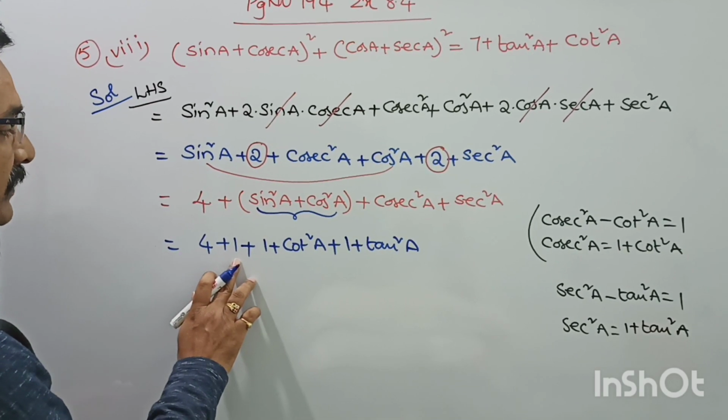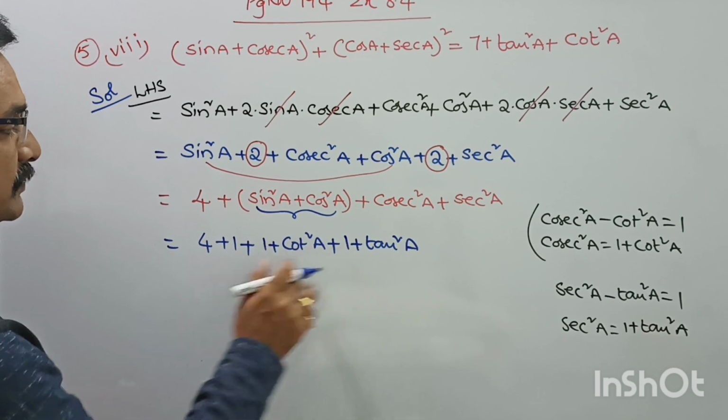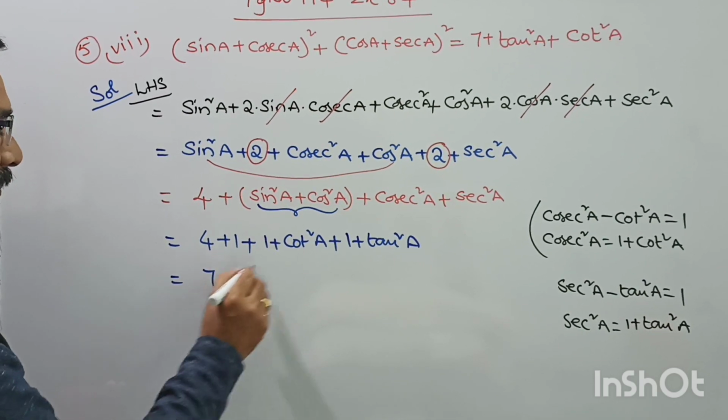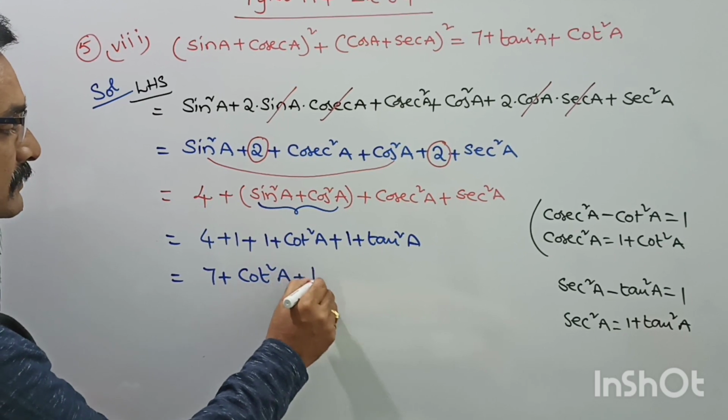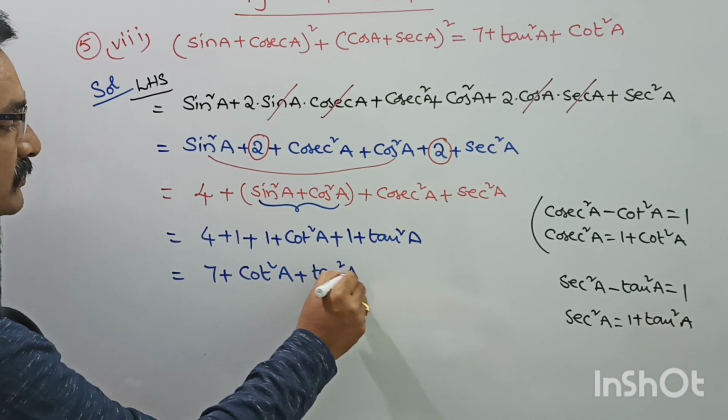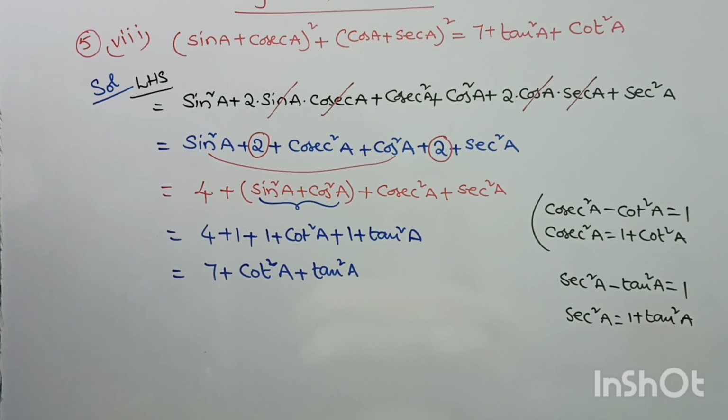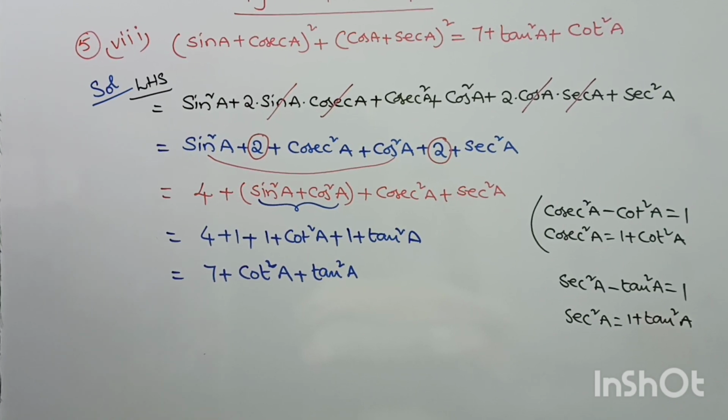So 4 plus 1 is 5, 5 plus 1 is 6, 6 plus 1 is 7, 7 plus cot²A plus tan²A. So this is LHS equals RHS.